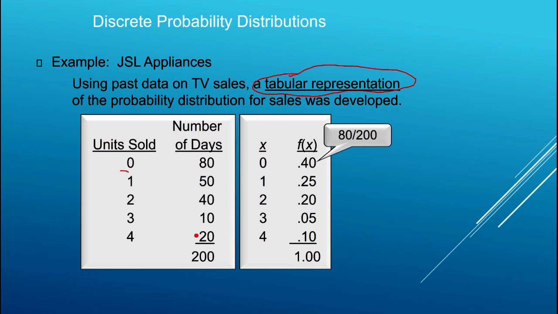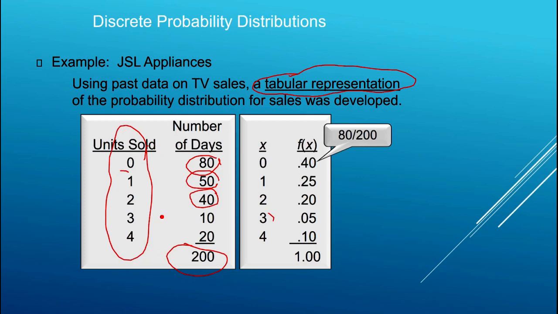So, we look at like 200 days' worth of data, and we find that on 80 out of the 200 days, we don't sell any televisions. On 50 out of the 200 days, we sell 1. On 40 out of the 200 days, we sell 2, etc. So we're going to build a relative frequency distribution. And we're going to reinterpret that relative frequency distribution as the probability function for the random variable, which is the number of TVs that are sold in a day.